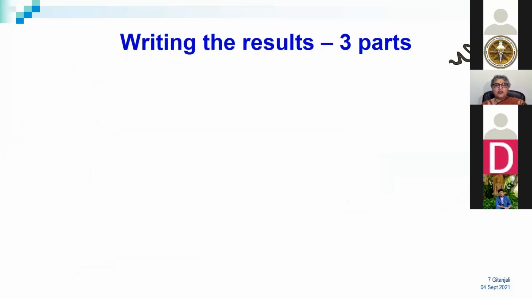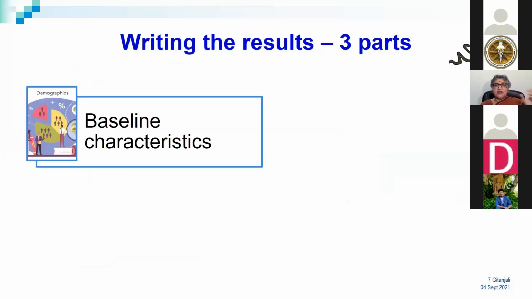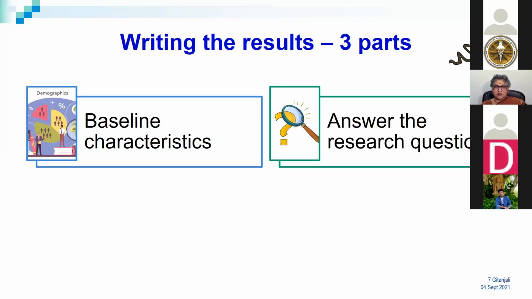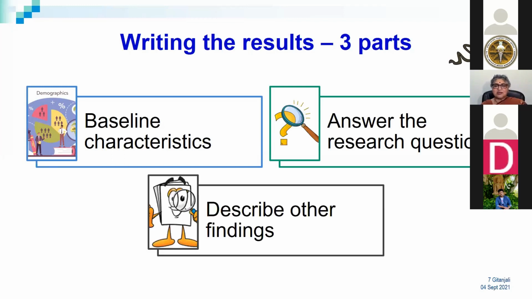So often when you're writing results, again, you look at it as 3 parts. In your results section, first will be the baseline characteristics of the study. The second section is to answer the research question. In your objectives, you have asked a research question, so the second part of your results will answer the research question. And the third part will describe any other findings which you may have found in the study. So these are the 3 parts.